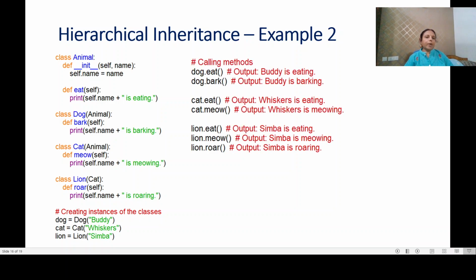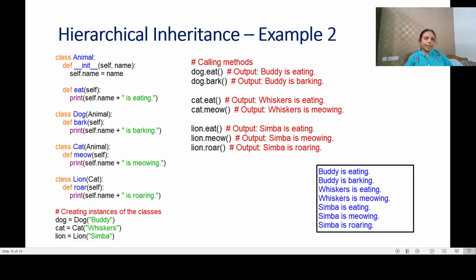Then I am calling the methods. Through the dog object, I can access eat as well as its own function, bark. Through the cat object, I can access its parent method, eat, and its own method. When I take lion, it can access both its parent as well as its grandparent methods. So you will be getting the output like this. So this is an example of hierarchical inheritance.